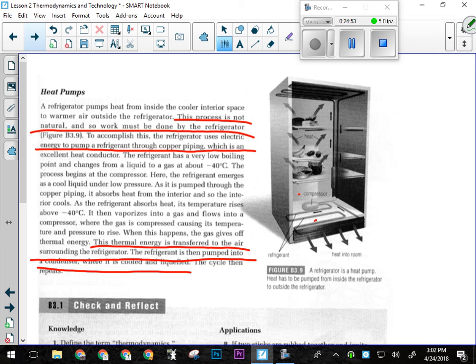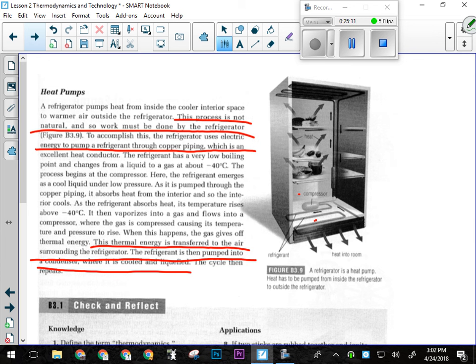It's called a refrigerant. That's where a refrigerator comes from. And it goes through these little coils. If you ever pulled a fridge out, you can see the coils on the back. So the coolant runs through those coils and it absorbs energy from the food in the fridge.